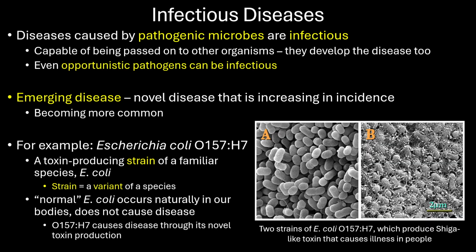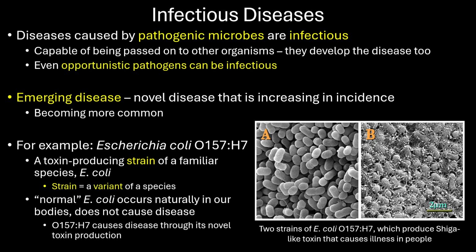Now, diseases that are caused by these pathogenic microbes are what we would call infectious, meaning they're capable of being passed on to other organisms. They develop the disease after they encounter that pathogen you are harboring. So if you're infected and then you, I don't know, wipe your infected wound on somebody's sleeve or whatever, and then they get exposed to it, they can become infected as well. This is the case even for opportunistic pathogens. They too can be infectious, although, again, they tend to require specific conditions in order to be effectively infectious.